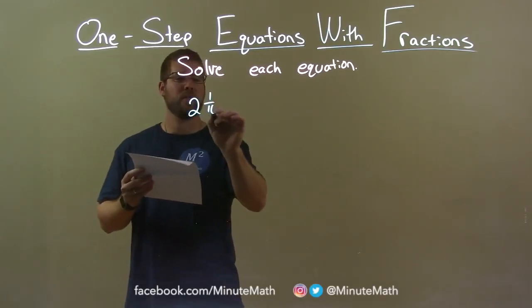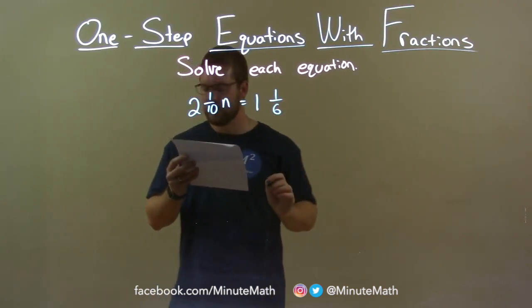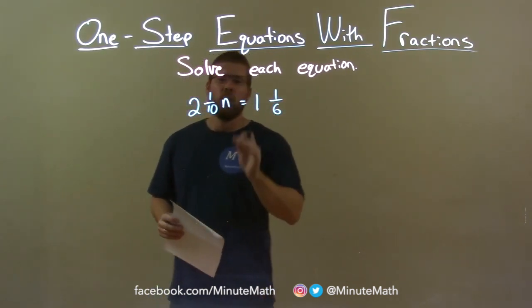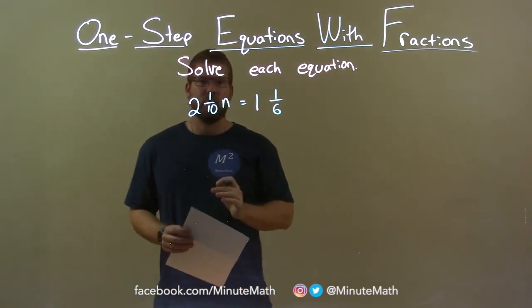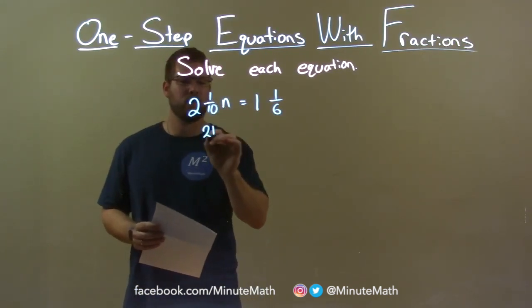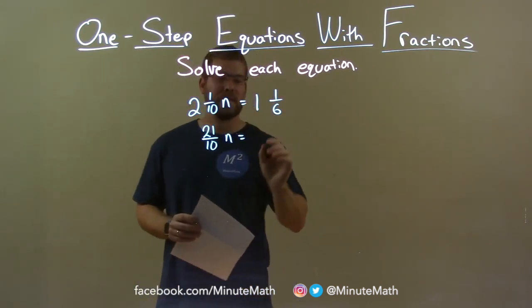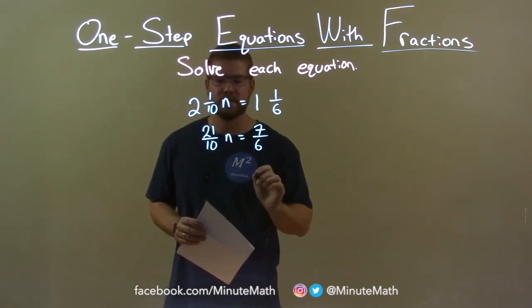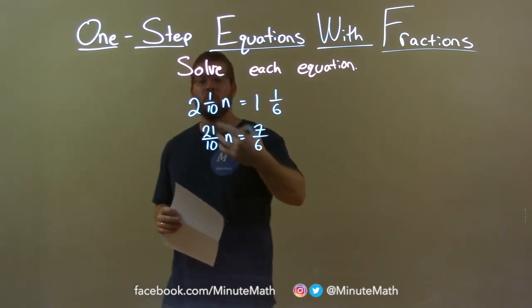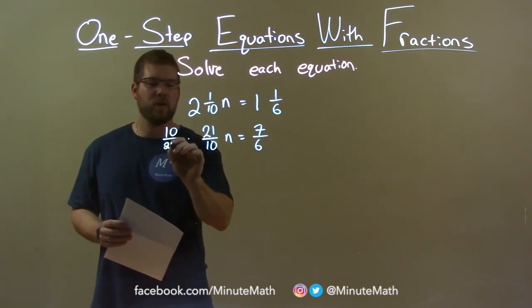2 1/10 n equals 1 1/6. All right. Well, first thing I want to do, I'm going to convert this to an improper fraction. 2 times 10 is 20 plus 1 is 21. So we have 21 over 10 n equals 6 times 1 is 6 plus 1 is 7, 7 over 6. We then want to multiply both sides by the reciprocal, 10 over 21.